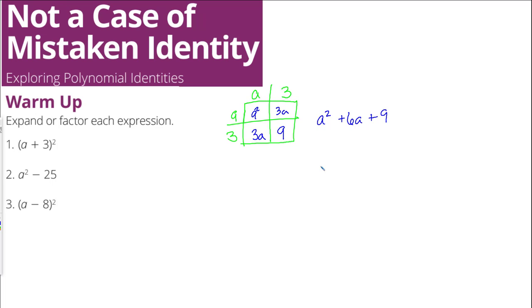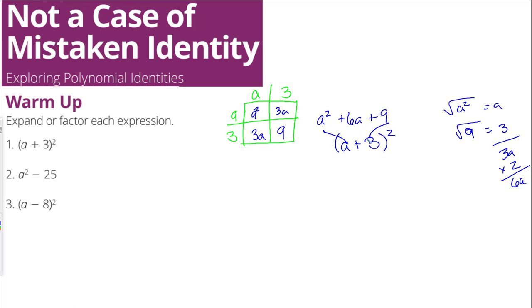And last chapter we talked about the shortcut for factoring this type of trinomial: you take the square root of the first and the square root of the last, multiply those and double it, and if it was the middle term, then you could shortcut it and go to (a plus 3) squared. Well, the same thing works in reverse. You square the first, square the second, and double the product. And so it would be a squared plus 6a plus 9.